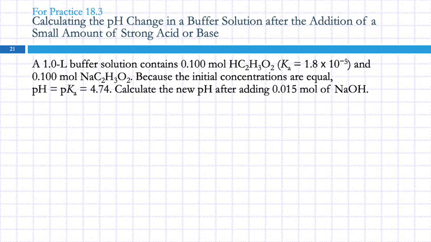Okay, let's calculate the pH change in a buffer solution after the addition of a small amount of strong acid or base. We have a 1 liter solution of buffer that's 0.1 molar acetic acid and 0.1 moles of sodium acetate. Because the initial concentrations are equal, the pH of the buffer is equal to the pKa, because in the Henderson-Hasselbalch equation, the log of base over acid term has a ratio of 1, and the log of 1 is 0. So pKa is equal to pH.